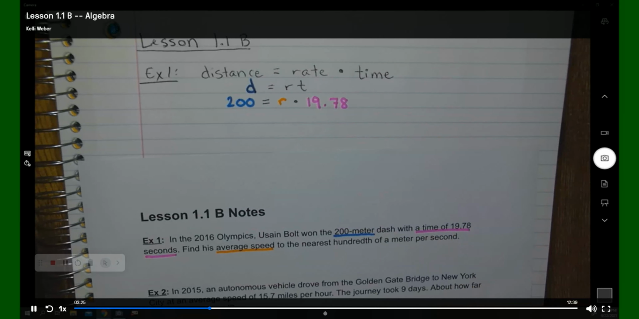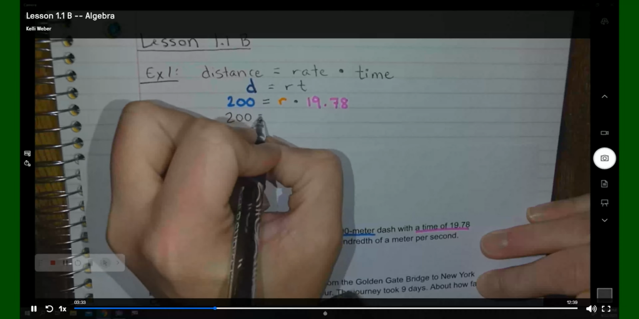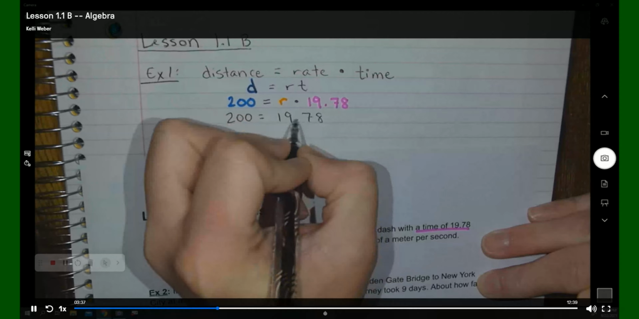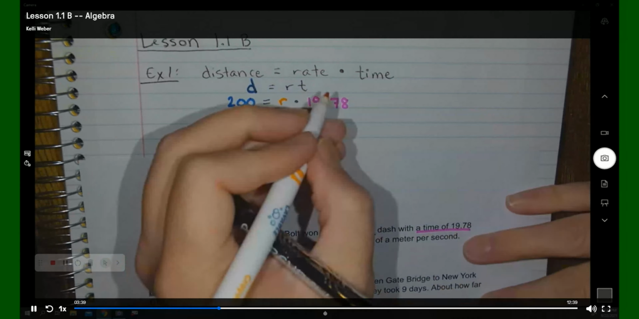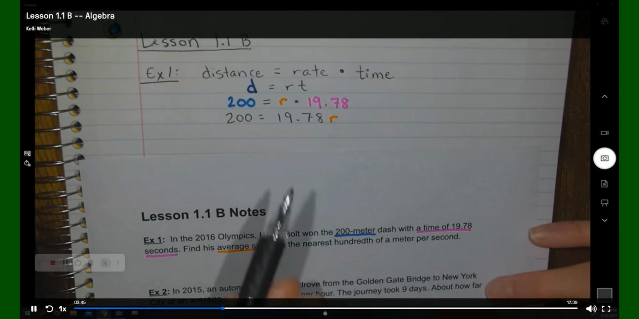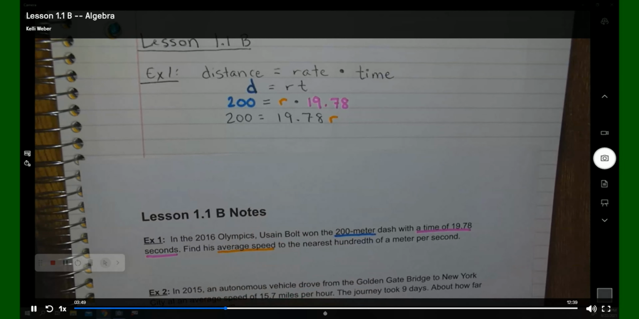Now, you can leave it just like this, or you can rewrite it so that it is 19.78 times R. Both mean exactly the same thing. Some people find it easier to solve when it looks like this. Other people, this doesn't bother them. It's your choice. Whatever one makes the most sense to you, I want you to do that every time.